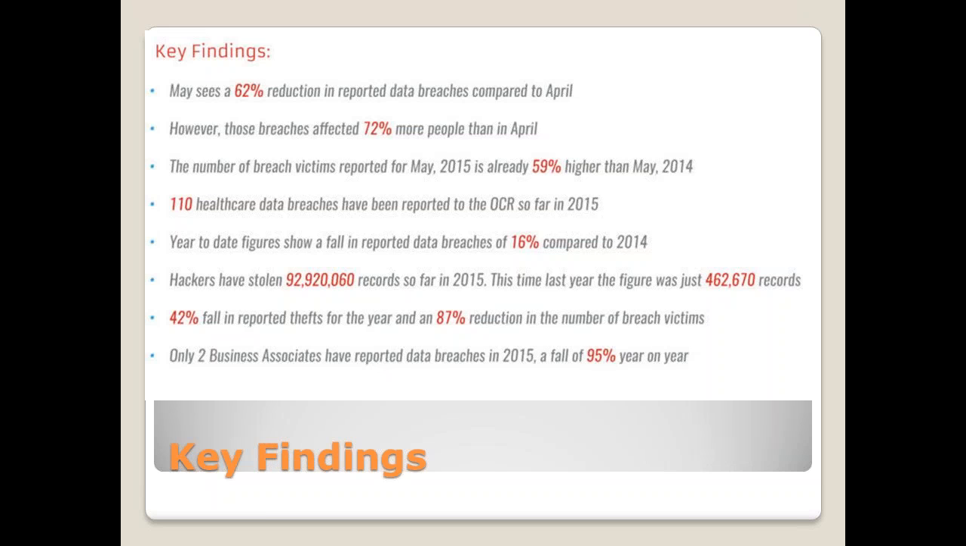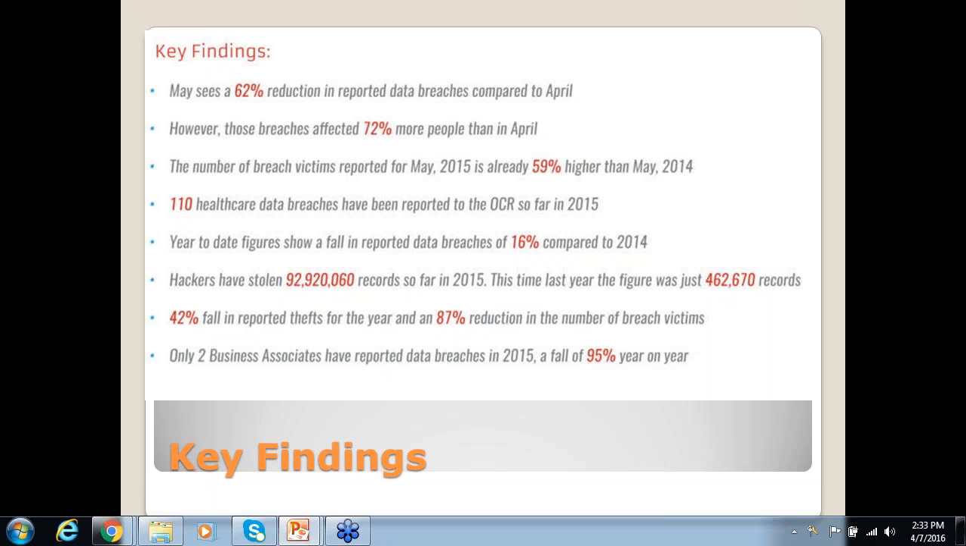This is a slide of some data that I found. It was pulled in 2015. I just wanted you to take a look at some of what they're finding in terms of breaches. So there was a reduction in reported data breaches, compared to April of 2014. However, the breaches that were reported affected 72% more people. So that means they're larger breaches, right? And I'm sure we've heard of a bunch of them in the newspaper. This was pulled mid-2015 and was already 59% higher than the year before.